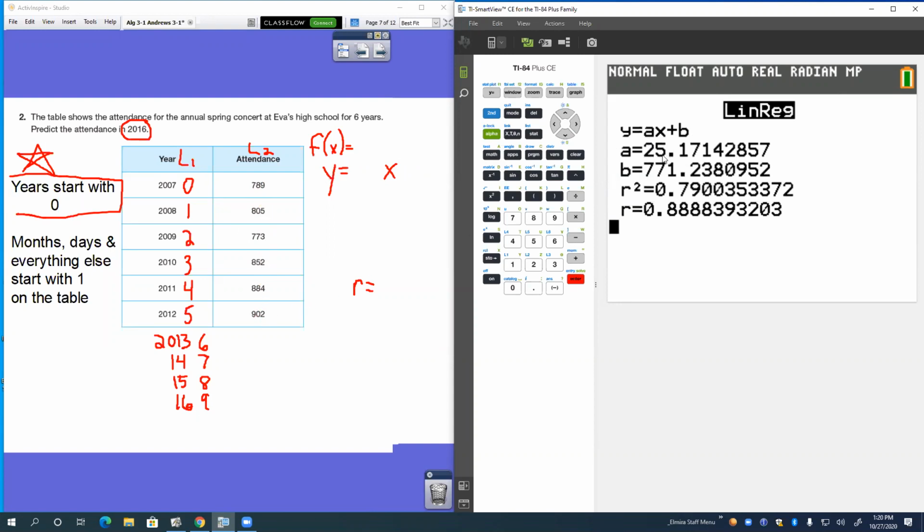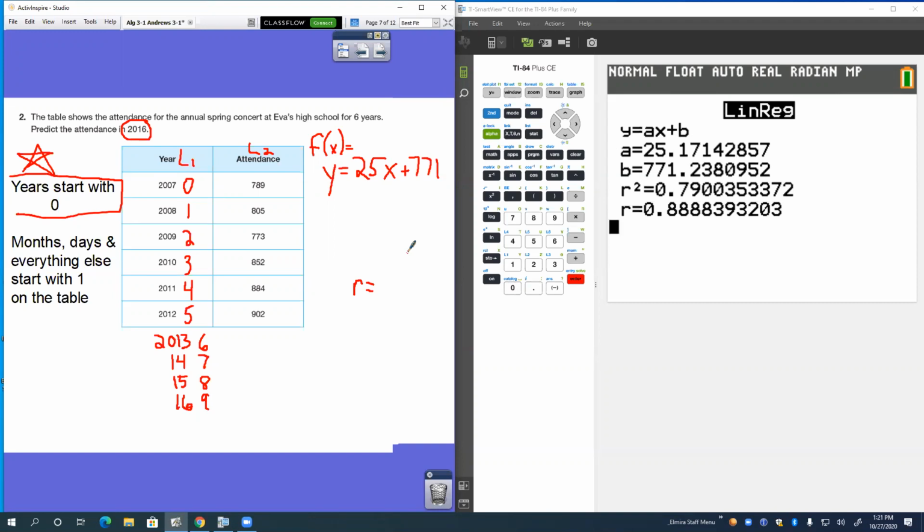So that's what we're going to do over here as well. We have 25.17, blah, blah, blah. We're just going to round that to be 25 because we're rounding to the nearest whole number. Then our plus b, our b value says 771.238, blah, blah, blah. Again, we're going to round it to the nearest whole number. That is a positive 771. So we're going to do plus 771 because it's positive. That is our linear regression equation, or line of best fit, or trend line.